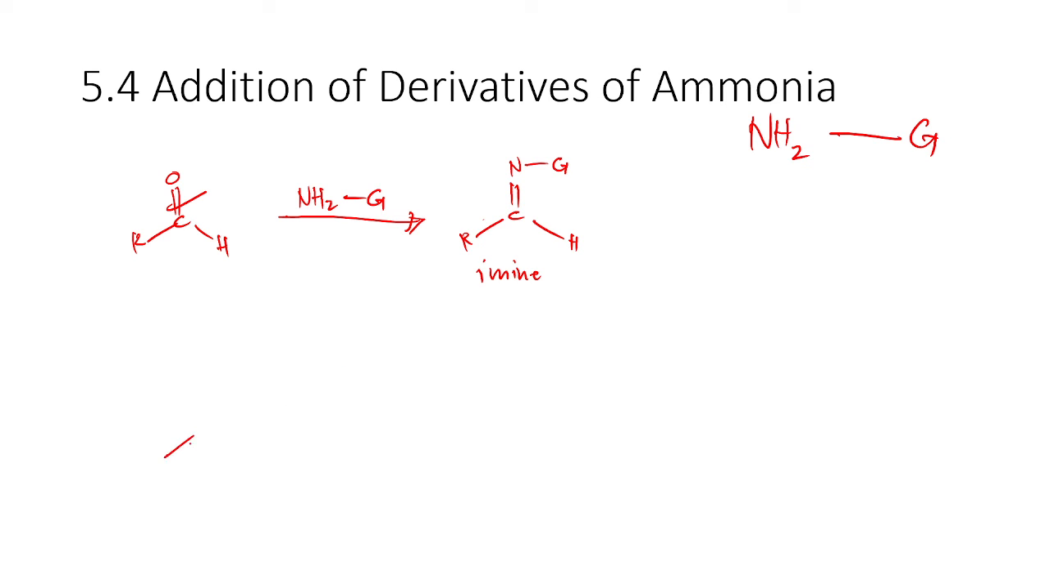So, that is similar for our ketones, wherein you have your first R group here and your second R group here. If you add your derivatives of ammonia, what will happen here is we will have here this imine. And we have this R group and this second R group.